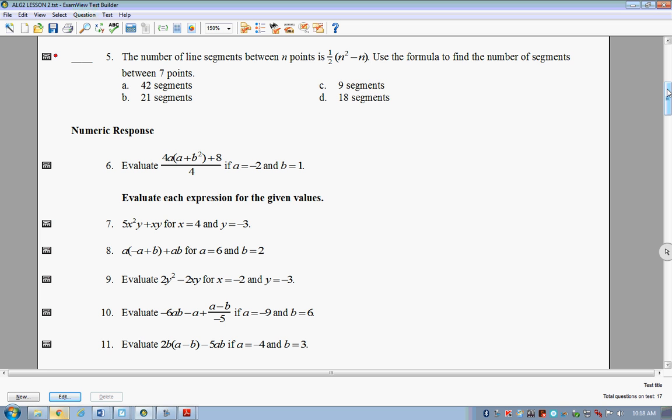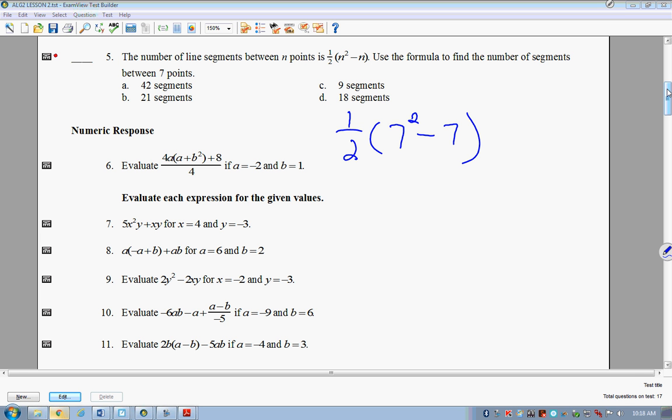All right, number 5, for instance, the number of line segments between n points, basically they're saying, you know, n is representing n number of points, has this formula, 1/2 parentheses n squared minus n. Use the formula to find the number of segments between 7 points. What do I do with that 7, Angeli? Plug it into the n. So we're going to rewrite this as 1/2 times what? Got that? Yeah. 7 squared minus 7. Okay, good.